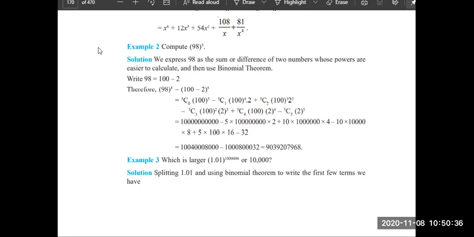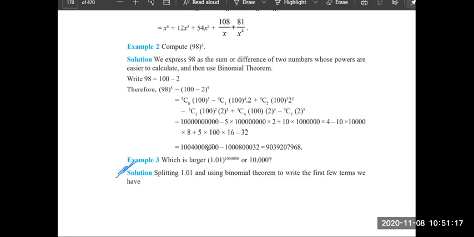Now this problem, question number 3. Everyone try to think. Question number 3. Without solving, can you tell me which is bigger? Think about it. 10,000 or 1.01 to the power 10 lakh. Okay, very good. Everyone is saying 10,000.